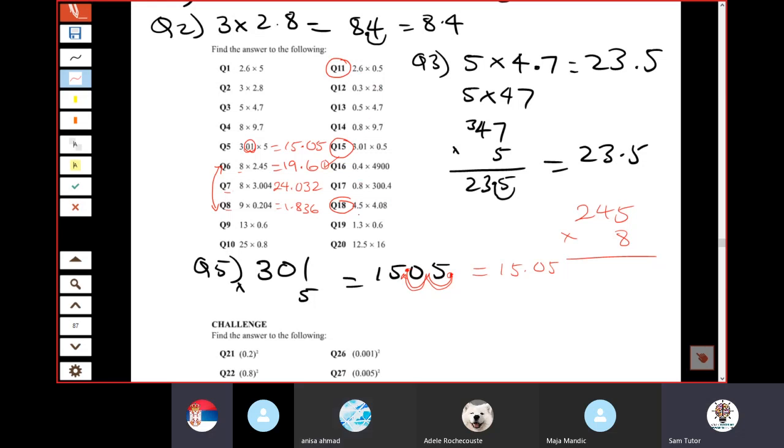So 11, 15, 18. Sam, for the first one, do you know it's 2.6 times 0.5? Correct. If you take away the decimals, it will just be 5. And the second one, it's going to be just 26? Would it be 26 times 5? Correct. Alright.